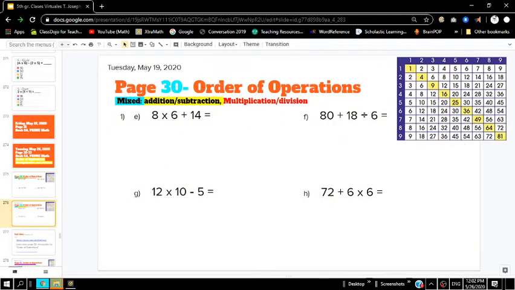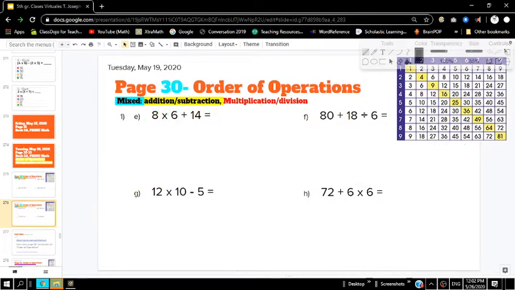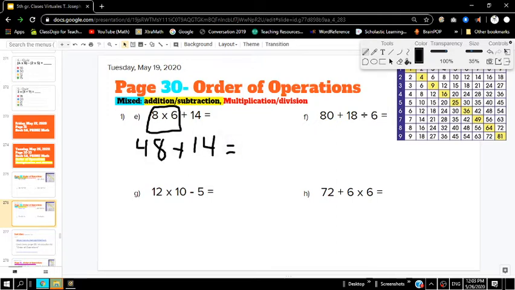Letter E says 8 times 6 plus 14. Again, we're going to do multiplication before we do any type of addition or subtraction. So let's do that. Here we go. 8 times 6 is 48. And 48 plus 14, you can maybe do that in your brain if you wanted to. 8 plus 4 is 12. Carry the 1. 4 plus 1 is 6. 62 is your answer.